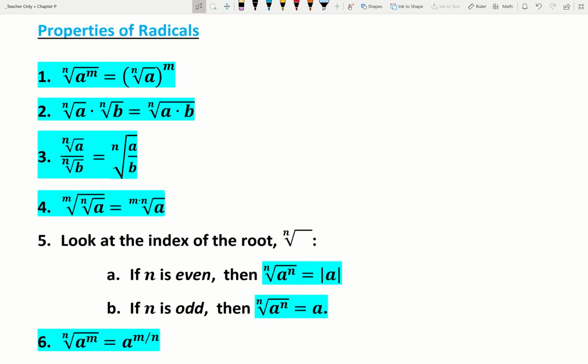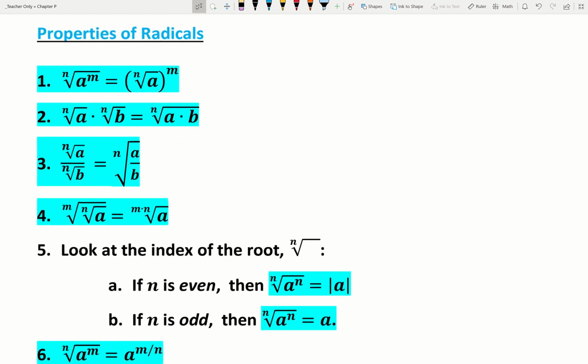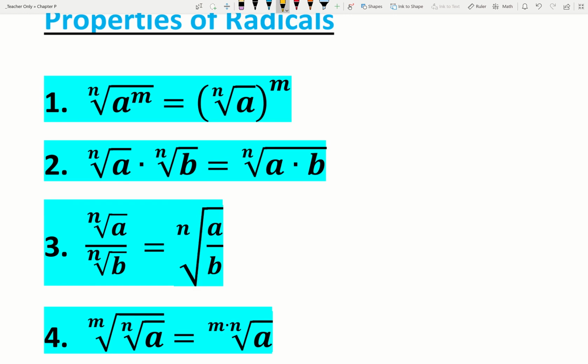Right here, these are all the different properties of radicals. I don't want to get us too bogged down explaining each one of these properties in depth, but I do want to point out some things about them. This first property basically talks about the order with which you do these operations, because if you look on the left-hand side, they take the a to the mth power first, and then after that, they apply the nth root.